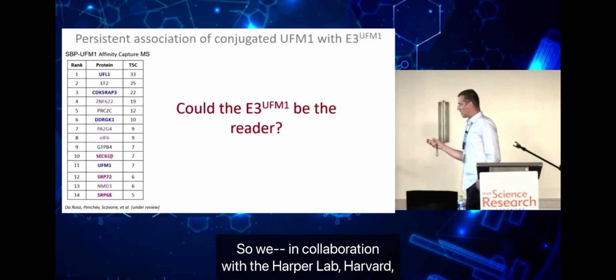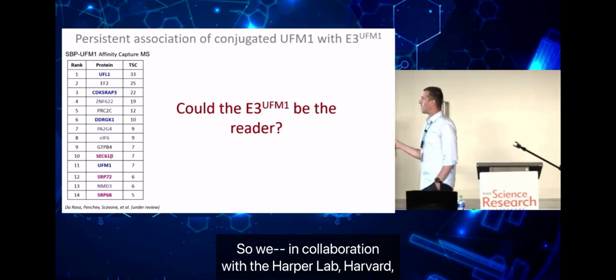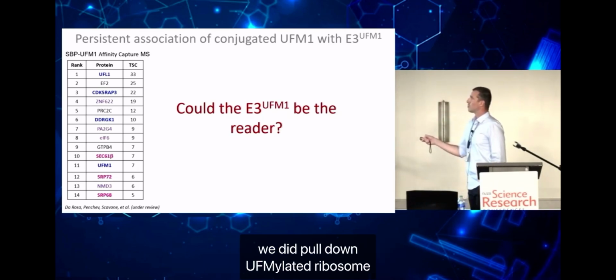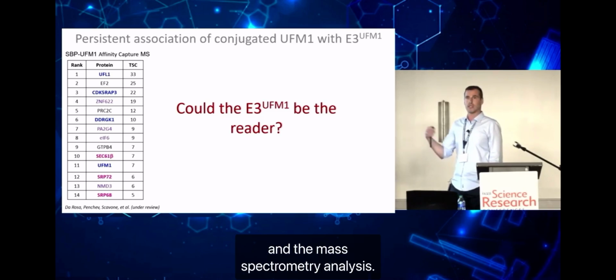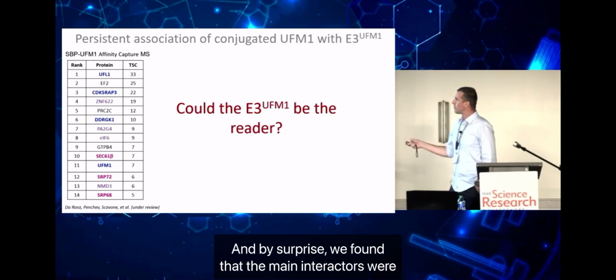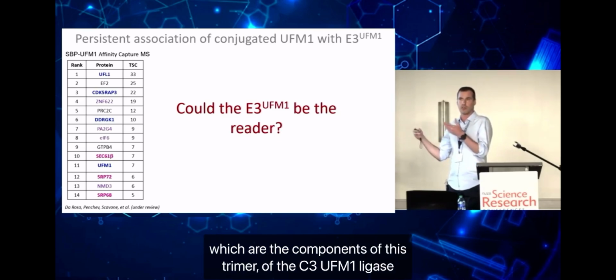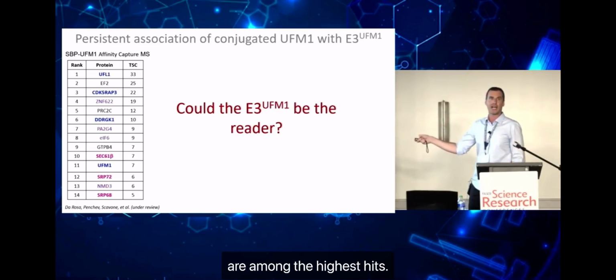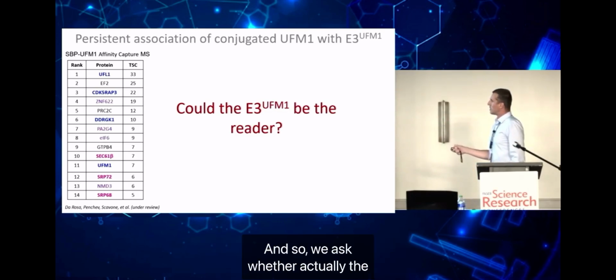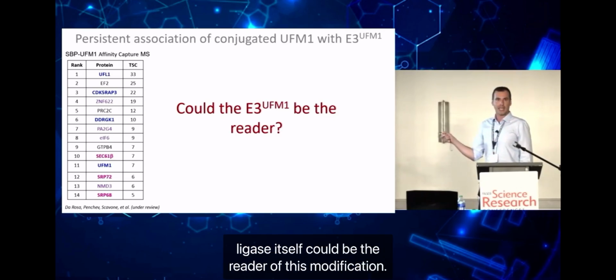In collaboration with the Harper Lab at Harvard, we did a pull-down of UFMylated ribosomes and mass spectrometry analysis. And by surprise, we found that the main interactors were components of the E3 ligase. You can see here UFL1, CDK5RAP3, and DDRGK1, which are the components of this trimer of the E3 UFM1 ligase, among the highest hits. And so we asked whether the ligase itself could be the reader of this modification.